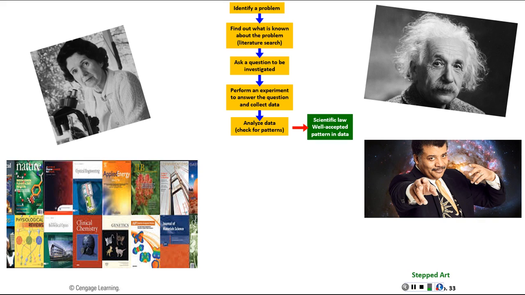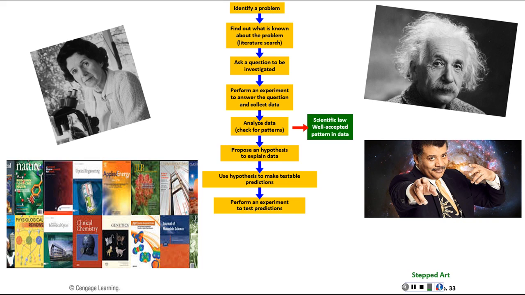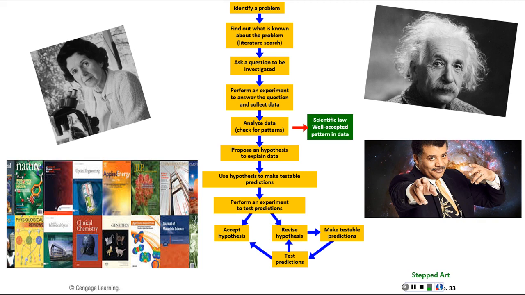If your hypothesis, your experiment, your data has been corroborated and replicated over a long period of time, it perhaps can turn into a scientific law. A scientific law is a well-accepted pattern in that data, like the law of gravity or thermodynamics. You propose this hypothesis to explain the data, use that hypothesis to make testable predictions, perform that experiment, and then based on your data, you either accept or reject your hypothesis. Sometimes, almost always, you learn something new that you hadn't thought about before.